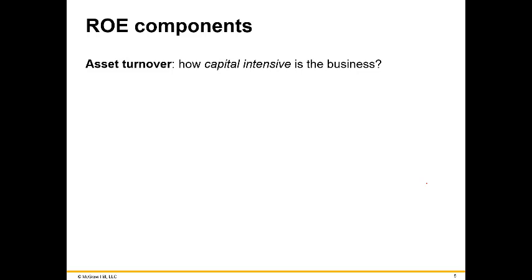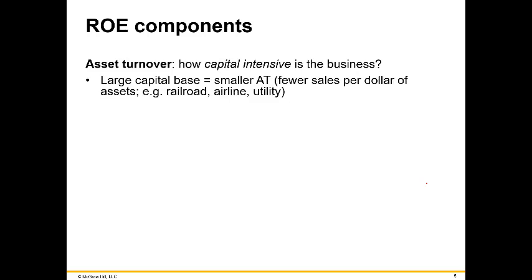Let's move on to the next one, which is a little trickier, asset turnover. It's actually not that tricky, though. It's just a measure of how capital intensive the business is. If you have a large capital base, in other words, you need a lot of equipment, machines, buildings, factories to run the business, you've got a lot of assets on the books, you're probably going to have a smaller asset turnover ratio. In other words, you're going to get fewer sales per dollar of assets invested or owned by the business. Railroads, airlines, utilities, right? A railroad has to own all the tracks and all the engines and all the cars and a bunch of machinery, right?